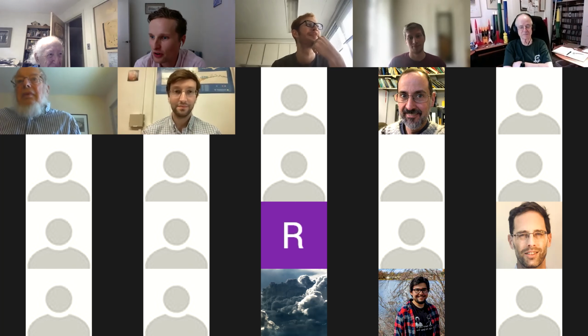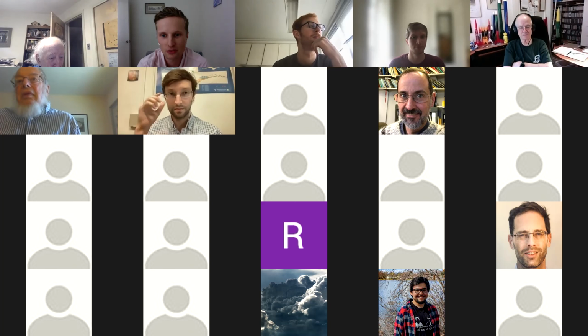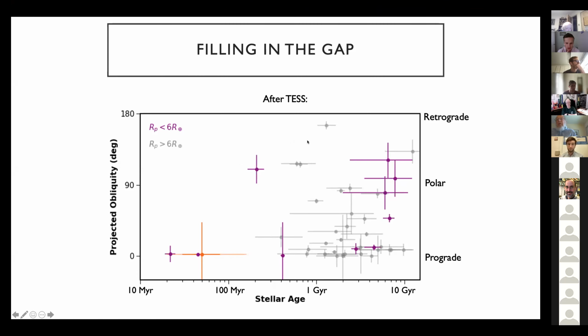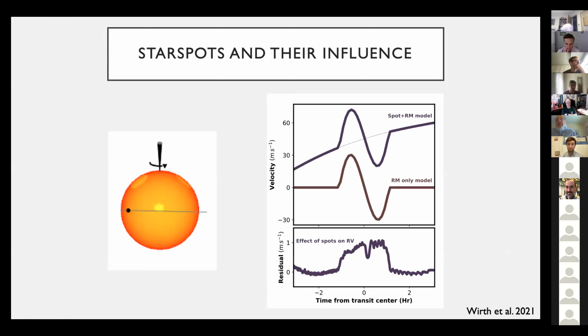I have an additional question, Chris. Earlier on, you were showing a model assuming a spotty star and how that would change your Rossiter-McLaughlin measurements. I was wondering if you could explain again how you constrain the star spot properties that you were assuming for your model. So this one, like this here, yeah.